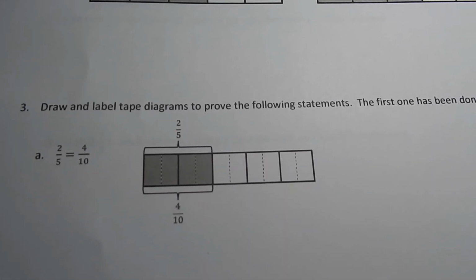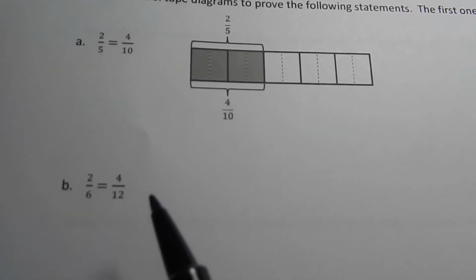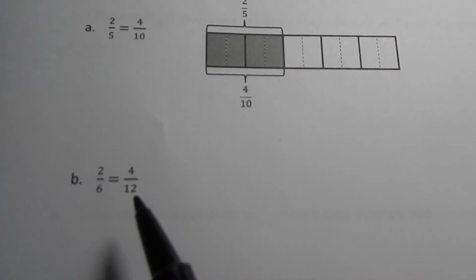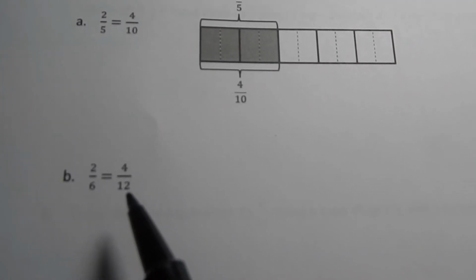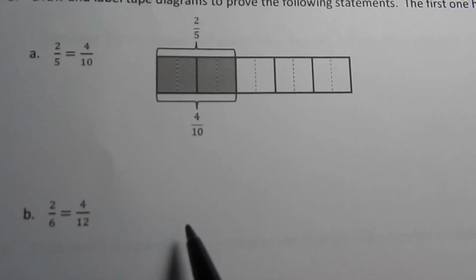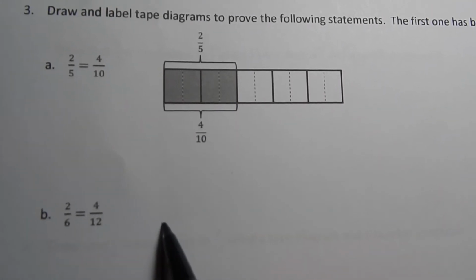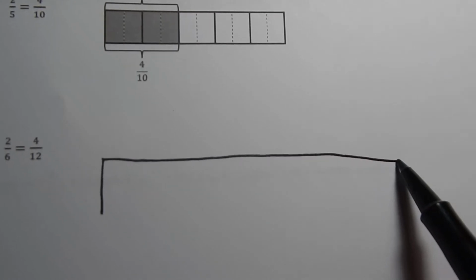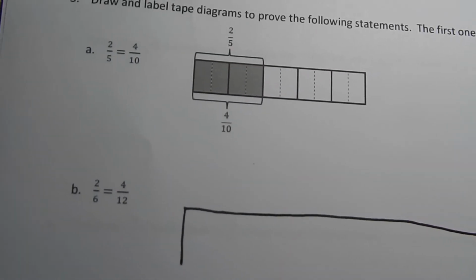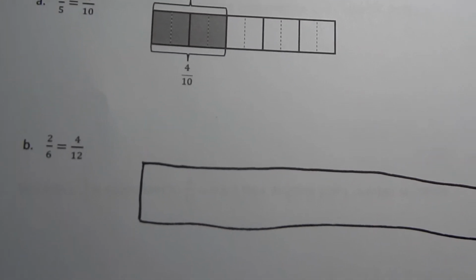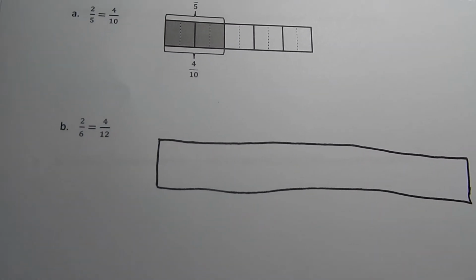And remember, they've been telling us that these tape diagrams are one whole. So I'm going to go ahead and do that. But I'm looking, I need to be able to squeeze in 12 pieces. So I'm going to go ahead and make a pretty long tape diagram for us so that I will not be squished when I'm doing our work. Okay, so here's our tape diagram.